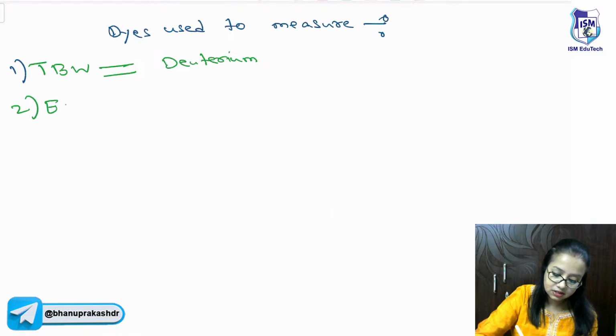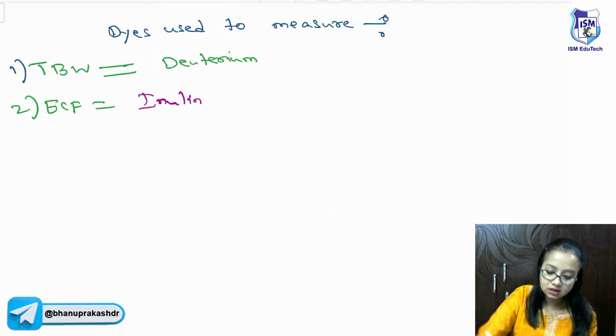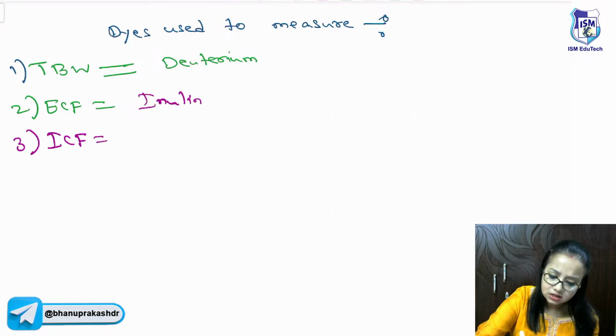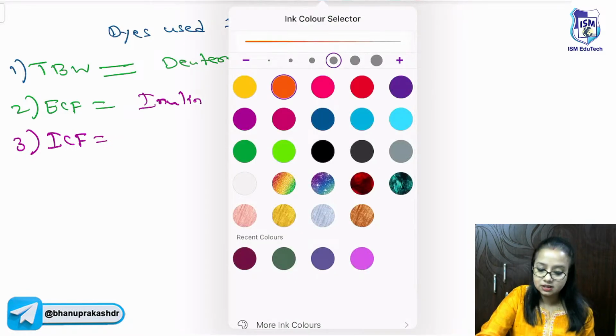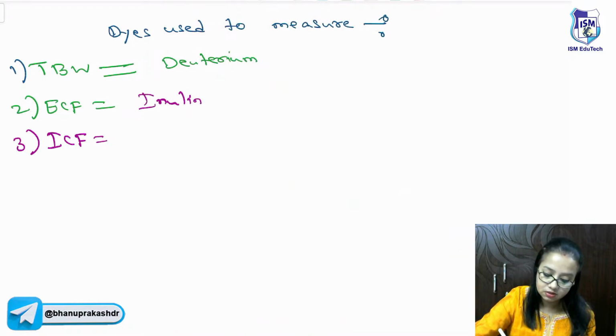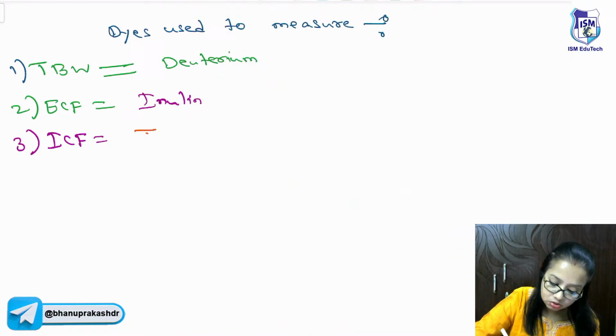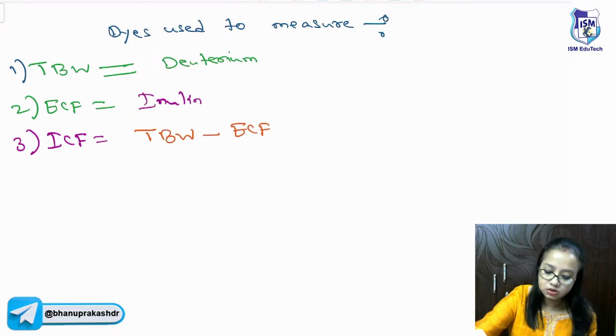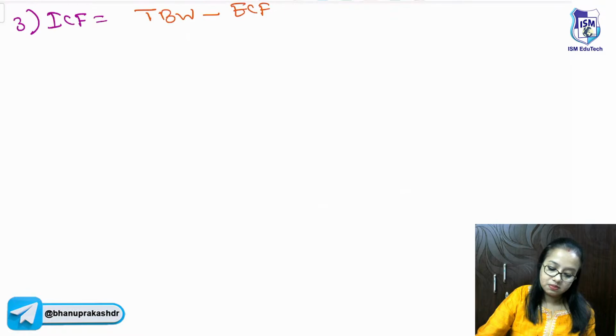Second, we have the ECF. For ECF, the gold standard is to use inulin and nothing else. Third, we have the ICF. Now, it is very difficult to measure the ICF directly. So, indirectly, we measure it. It is the total body water minus the ECF. So, we know how to measure the total body water. We know how to measure the ECF. That way, we can measure the ICF by subtracting these two.